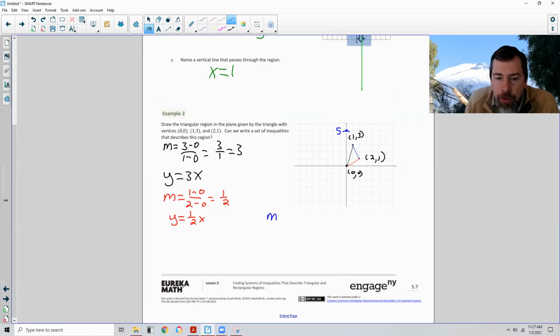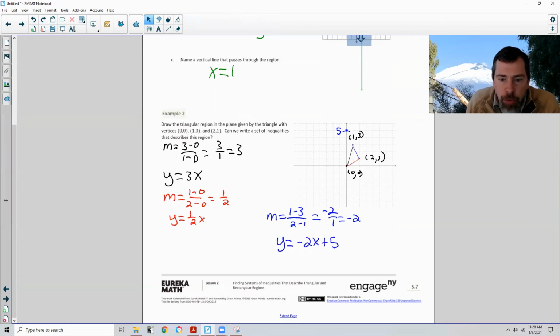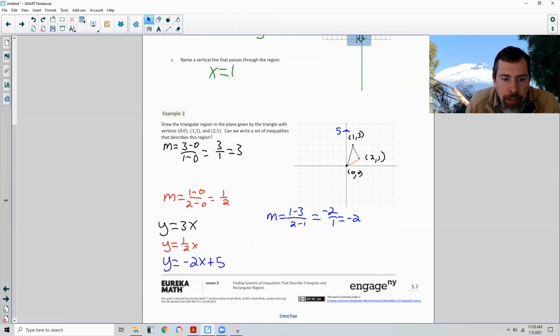I just need to find my slope, which is y2, either one you want to use, 1 minus 3, over 2 minus 1, which equals negative 2 over 1, which is negative 2. My y-intercept would be 5 because it would continue up 2 over 1 here. So my equation is y equals negative 2x plus 5. So my three equations are y equals negative 2x plus 5, y equals 1/2 x, and y equals 3x. Those are the three lines, and they're color-coded. And those would be the set of inequalities.